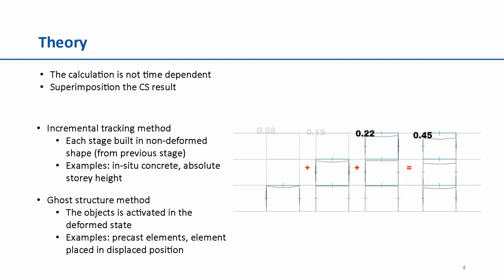So in our example, we will apply the load from stage 1 and obtain a deformation at the top of the structure, since these elements are included in the analysis but inactive with a low stiffness. The deformation at the top of the structure will accumulate since we won't reset the deformation between every stage. In other words, the objects are activated in the deformed state. This is typically used for precast elements, where the element has a fixed length or height, or when an element is placed in a displaced position.